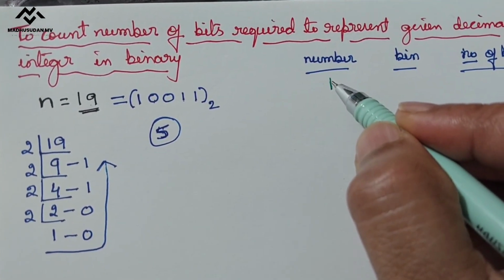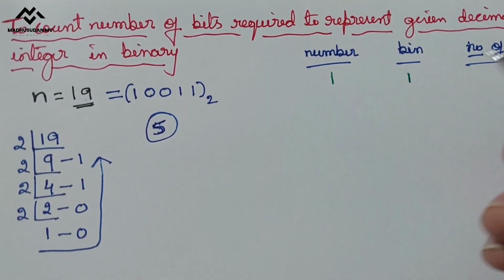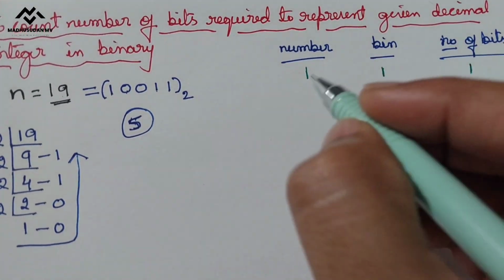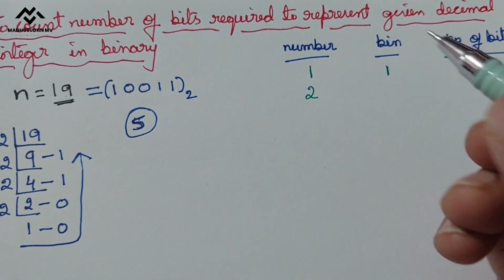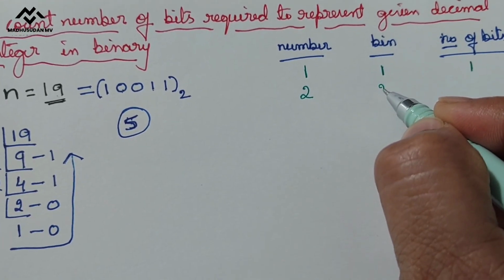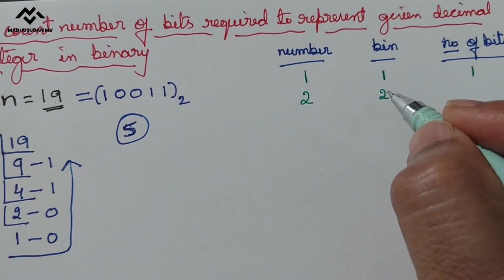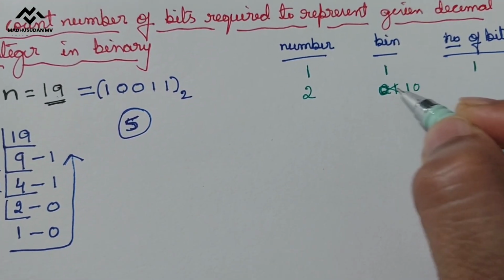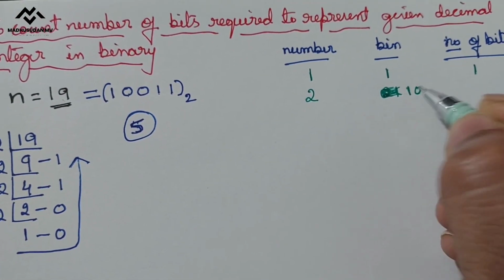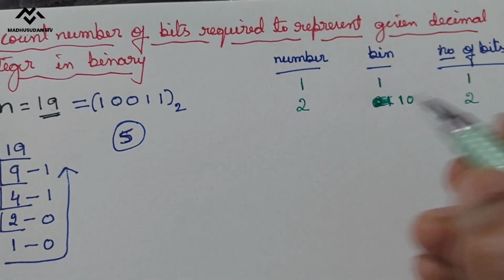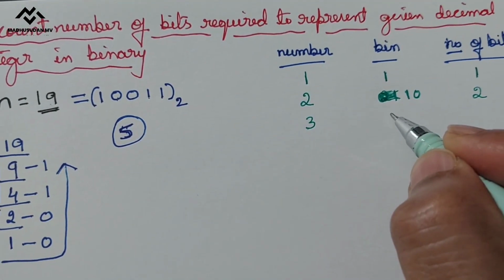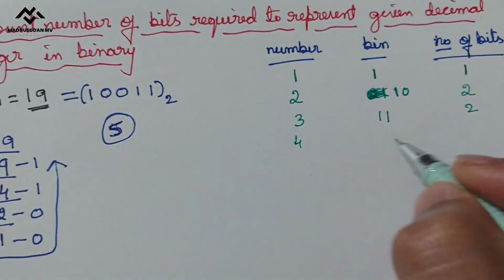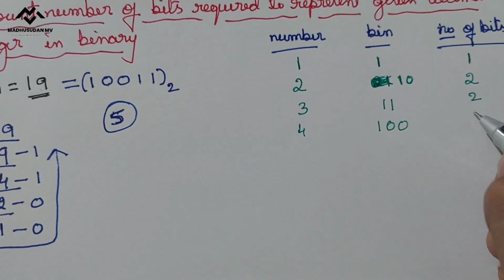So number 1 in decimal can be written in binary also as 1. So the minimum number of bits to represent the minimum number is again 1. Suppose the number is 2, so in binary we can write the same thing as 1 0, this is binary 2. So we need 2 bits. To represent 3, in binary it is 1 1, and again we need 2 bits. Similarly for 4, we need 1 0 0, so we need 3 bits.